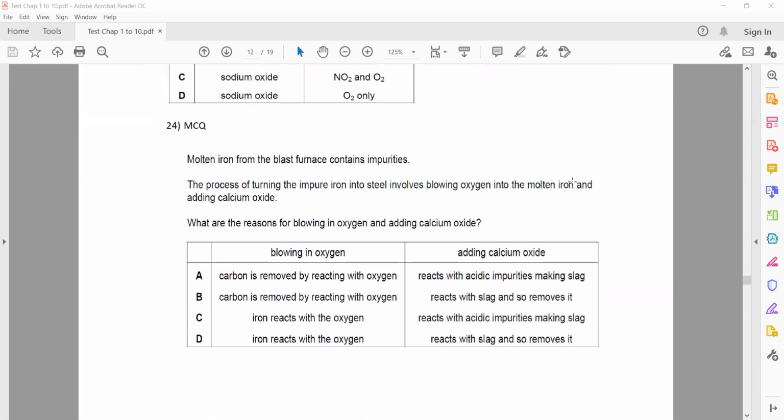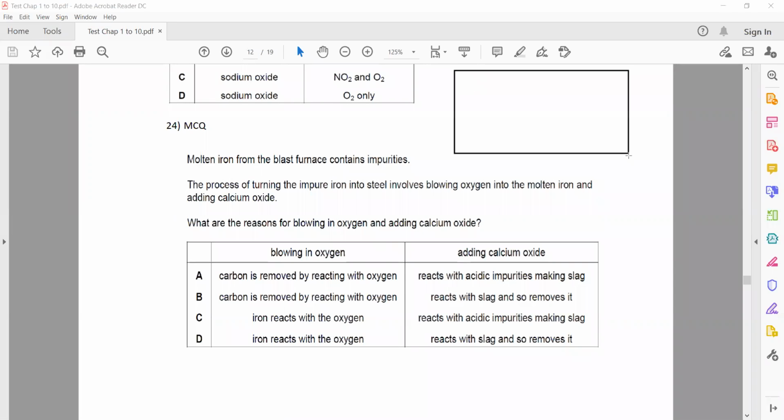Molten iron from a blast furnace contains impurities. So the iron which we extract from the blast furnace has impurities. The process of turning the impure iron into steel is blowing oxygen into the molten iron and adding calcium oxide. What is the reason why we blow oxygen? Oxygen will react with carbon and this will form carbon dioxide, so the carbon dioxide gas will escape. This is converting iron into steel.